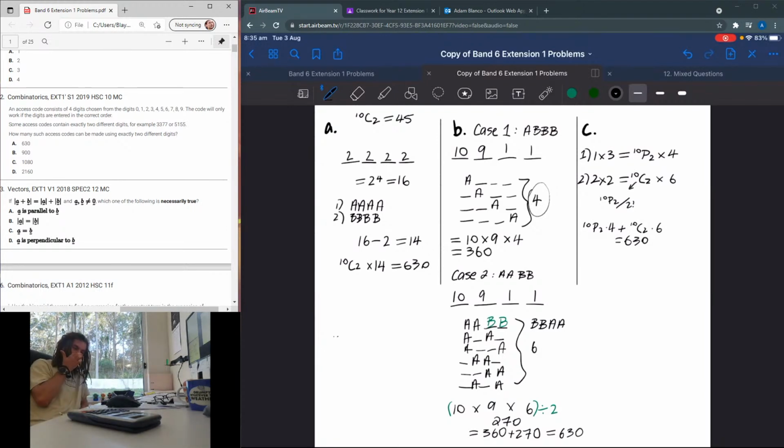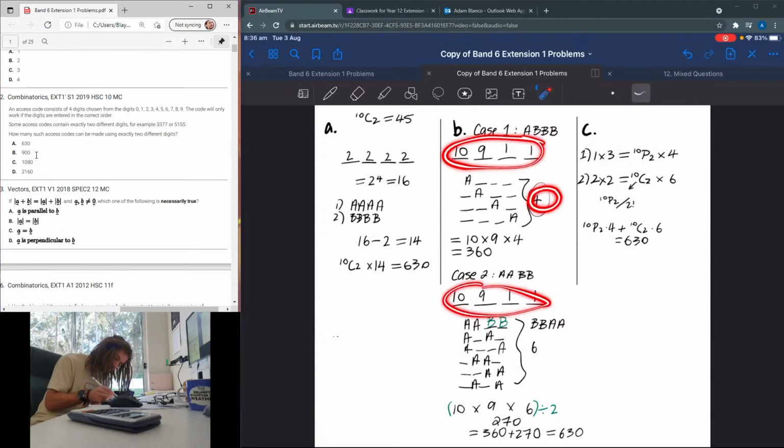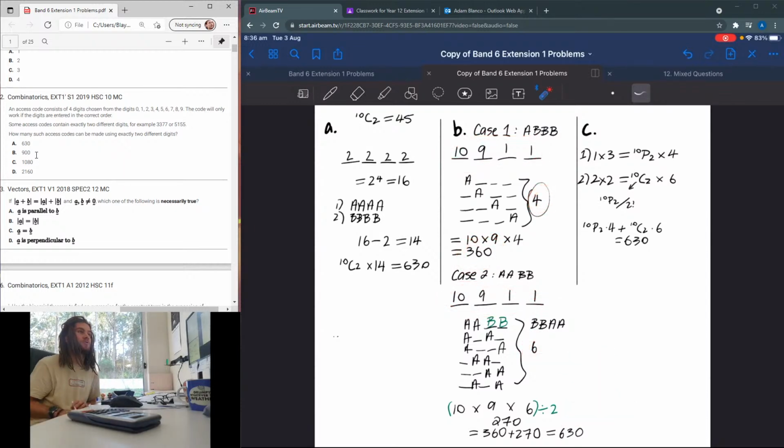I certainly learned a lot trying to work through this question, but I initially thought the answer was B. I thought it was 900 at first. Every time I worked through it, I didn't see that these two are the same. I just went with the same kind of working out. So this times 4 and this times 6, that gives you 540, and then 360, so that gives you 900. I was convinced it was 900.